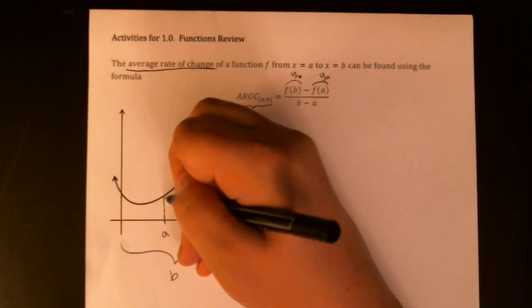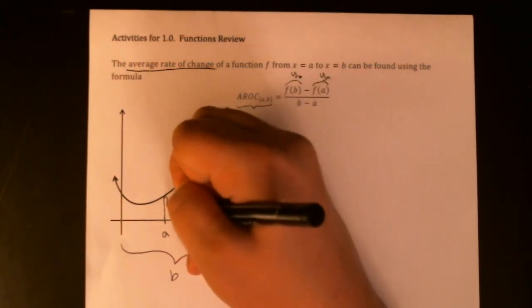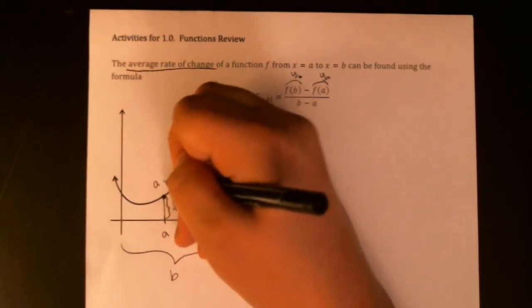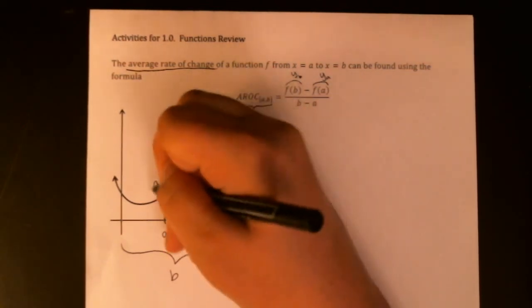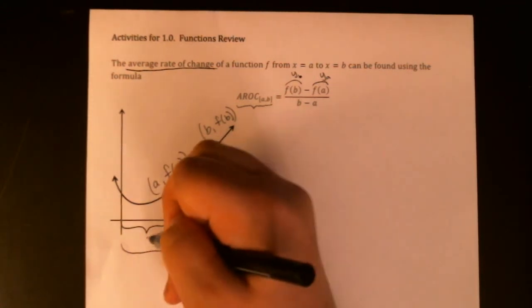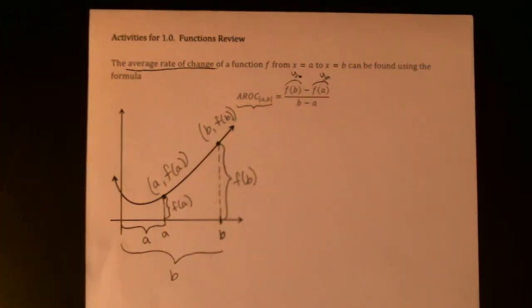So this is the y value at x equals a. That's my f of a. And this point is a, f of a. And then if we're trying to visualize what a is, it's this little length right here. A is how far from the y-axis your tick mark is.